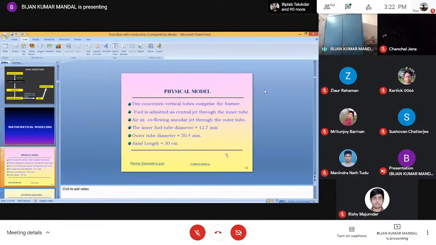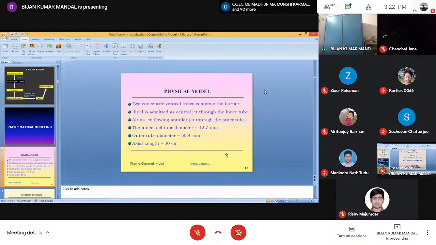The diameter of the inner fuel tube is 12.7 millimeters, and the outer tube diameter is 50.4 millimeters. And we take the length of the combustion chamber as 30 centimeters. So they are entering separately into the combustion chamber. And I am not able to see these things anyway.